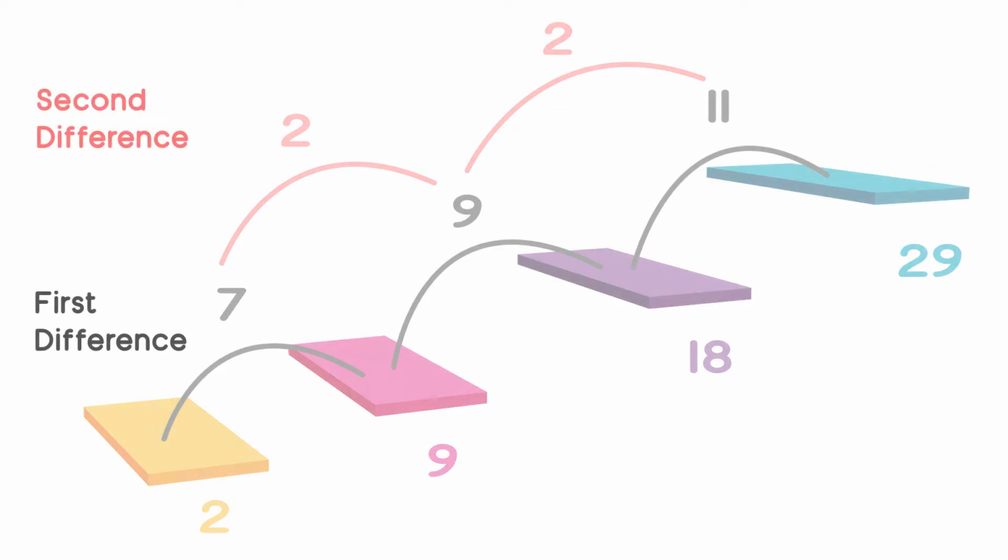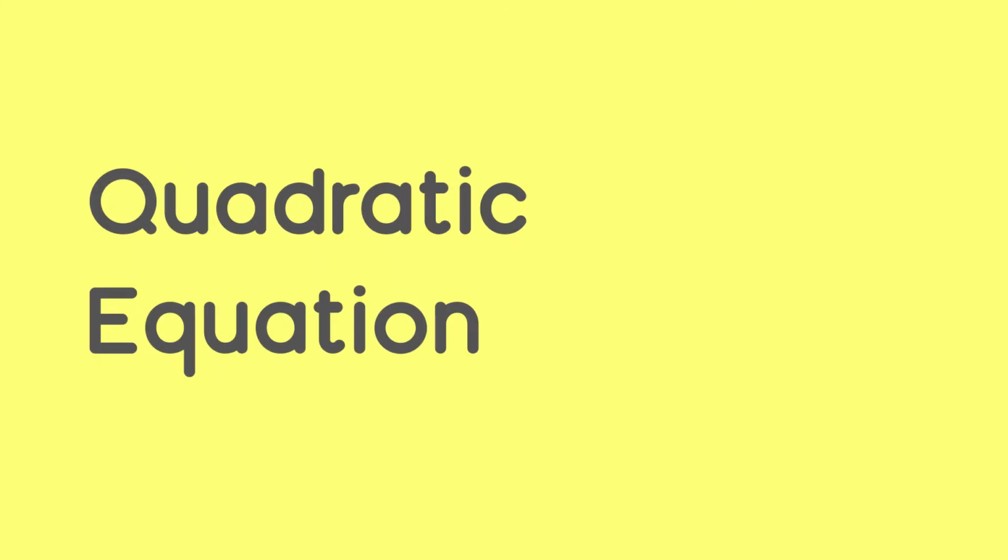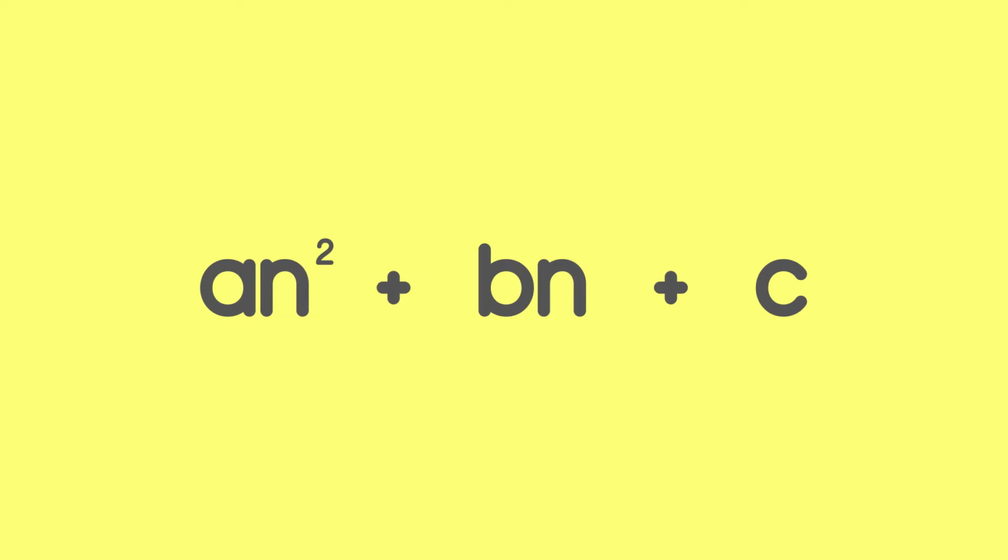And the reason for this is that all quadratic sequences follow the general quadratic equation. You should be familiar with this, and it is an squared plus bn plus c, where a, b and c are all numbers or constants. You may have seen this written as ax squared plus bx plus c, but this is the same thing, as x and n are both variables. The key here is that the formula for the pattern of every quadratic sequence has a variable which is raised to the power of 2.